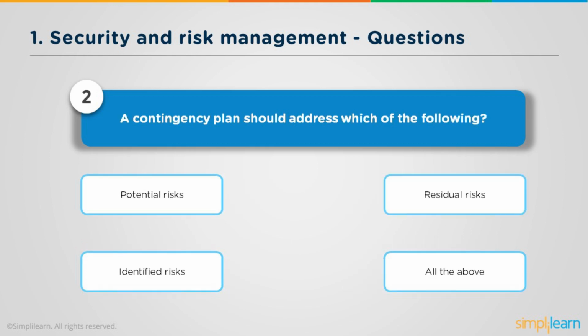Question 2, a contingency plan should address which of the following? Potential risks, residual risks, or identified risks. Now, what is a potential risk? A potential risk is something that you may foresee in the future, something that may exist. A residual risk, we'll come to that. What is an identified risk? A risk that has been identified, is known to the organization, and the organization is aware of it. So potential is something that may come into the future. Identified is something that exists right now.